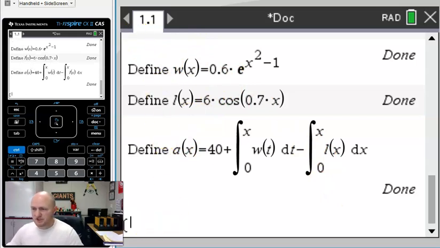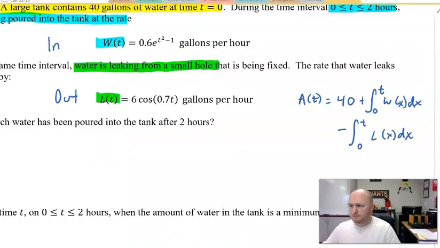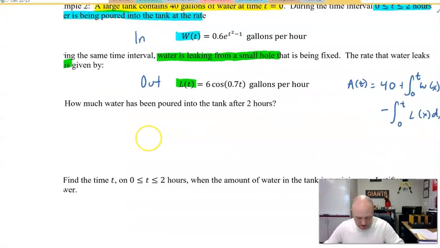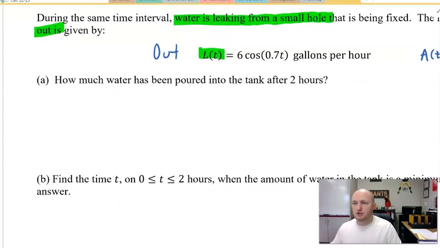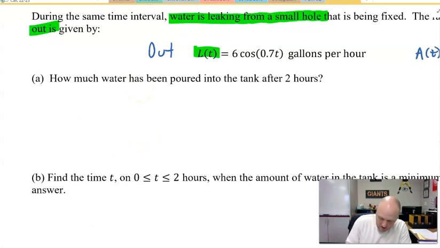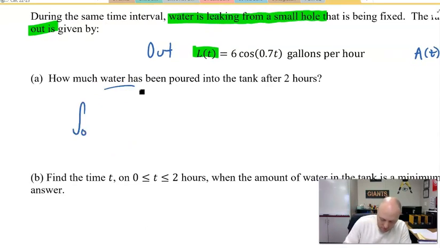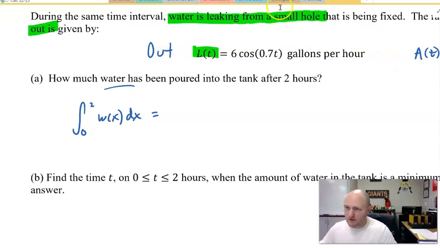So let's go ahead and check out this problem. Should be pretty straightforward. Okay, how much water has been poured into the tank after 2 hours? They want the total amount of water. So that's the integral from 0 to 2 of my water going in. Now, why am I not adding the 40? Well, that would be A of t. They just want to know how much is being poured in.